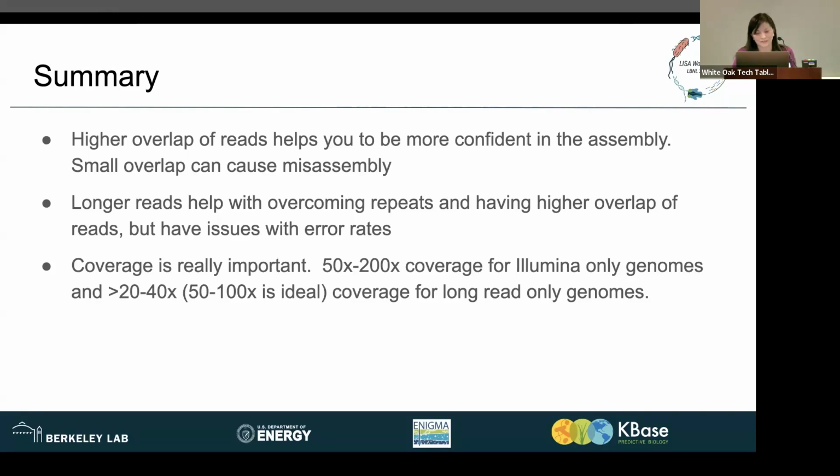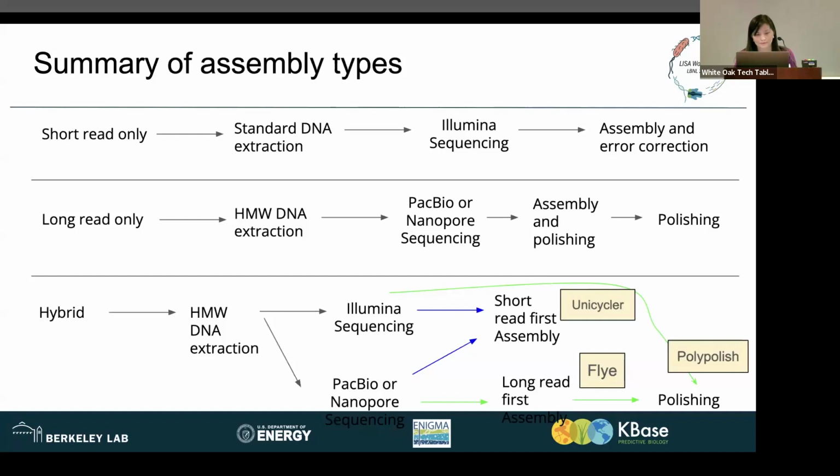So a rule of thumb, and this is just through empirical experience, right? 50x to 200x coverage for Illumina-only genomes, and it's really good to get 50 to 100x for long read genomes. Okay, I can pause here. I'm going to start getting into the narrative if anybody has questions so far.